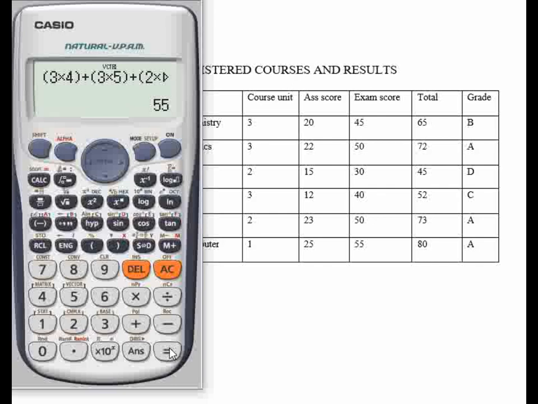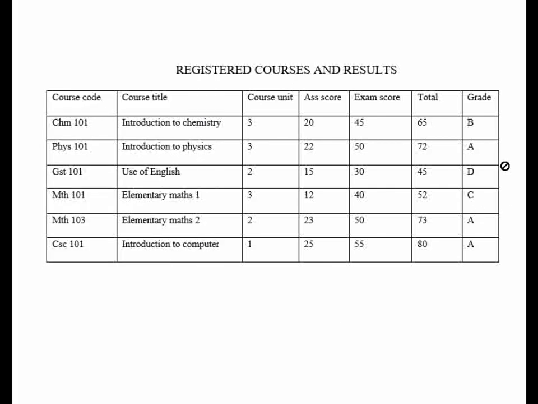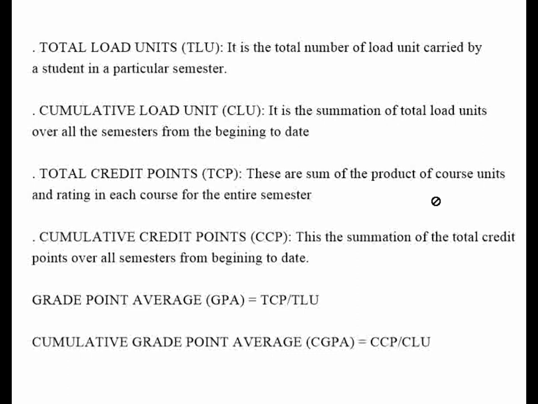Everything equal to, we have 55. So the person's total credit point for this particular semester is 55. So don't forget, in our total credit point we have 55, but in our total load unit we have 14. Now let's go ahead. What about the cumulative grade point?